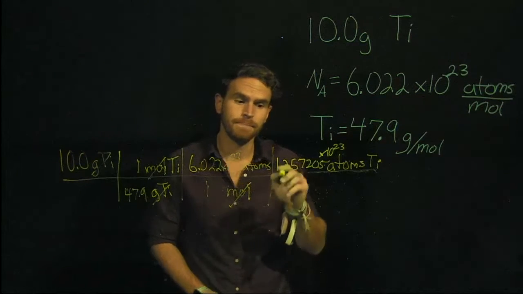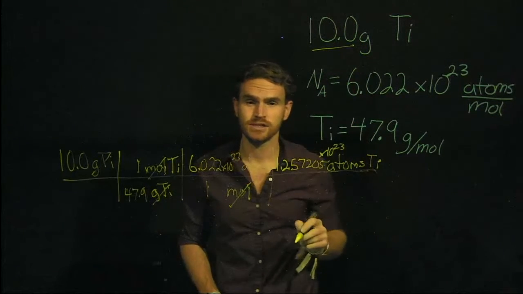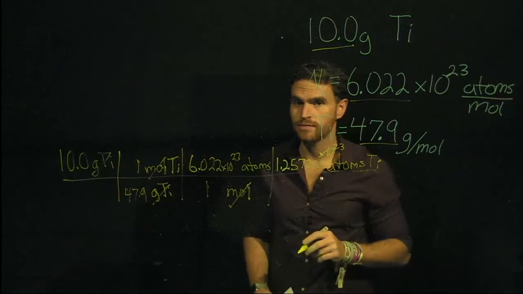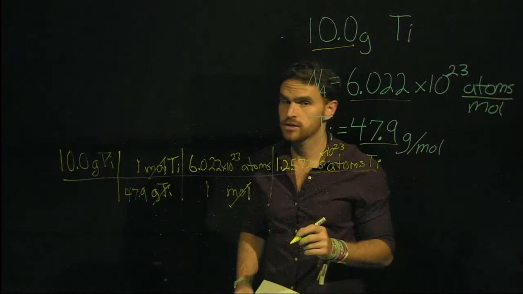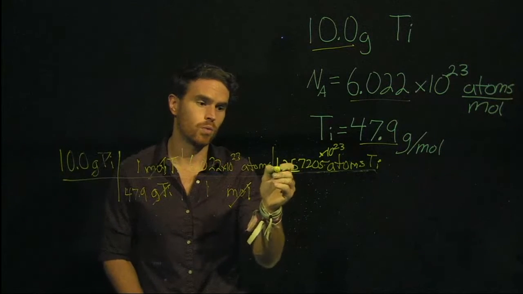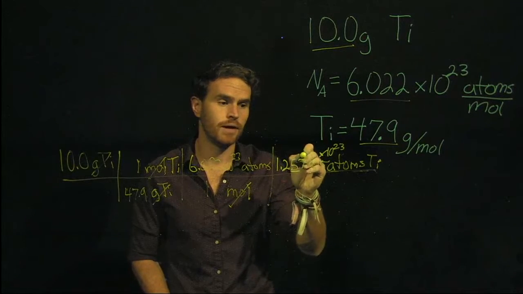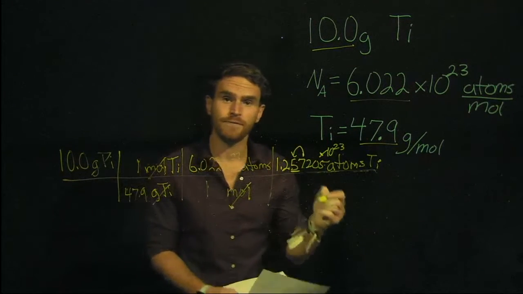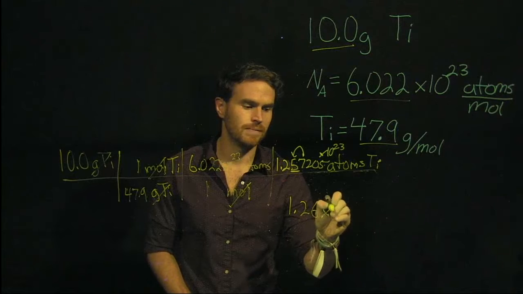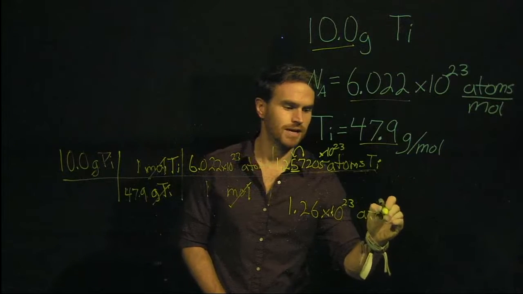But that's not it. What we need to do is also keep track of our significant digits. There are 3 significant digits in 10.0, 3 here, and 4 here. And because all we did was multiply and divide, then we need to keep track of our sig figs. So we should report 3 significant digits in our final answer, where the 1, the 2, the 5 are all significant. And because the following number is greater than 5, I'm going to round up this value. So my final answer, keeping track of sig figs, would be 1.26 times 10 to the 23rd atoms of titanium.